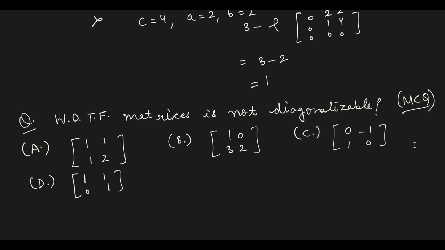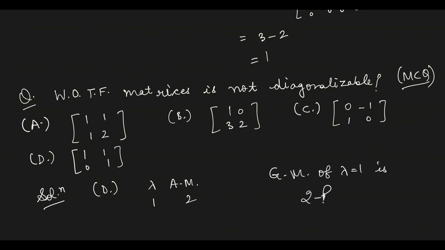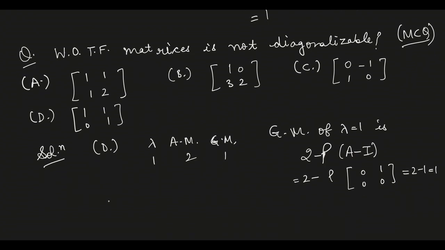Here AM is not equal to GM. The eigenvalue is 1, and for lambda equal to 1, the GM is 2 minus the rank of A minus I. AM is not equal to GM, so it is not diagonalizable.